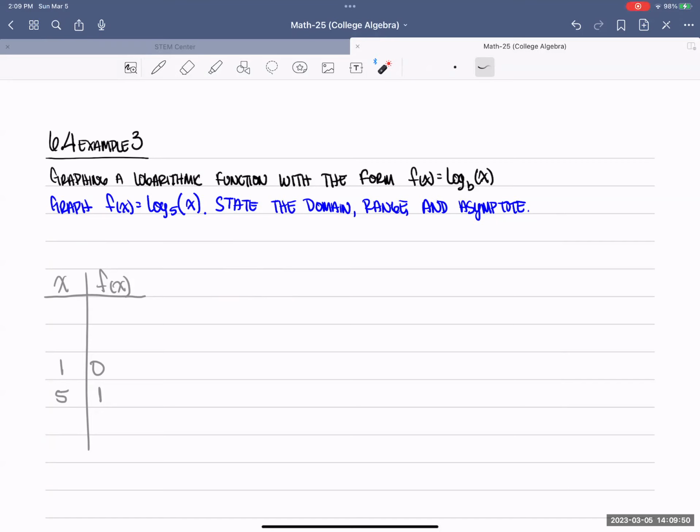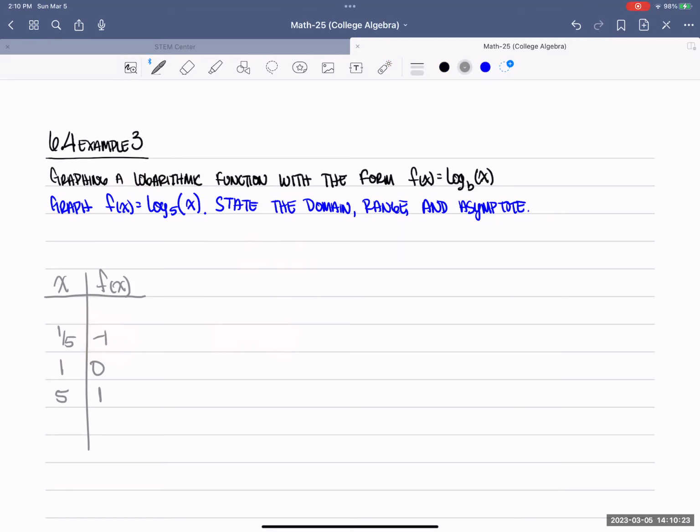Another one, let's go to the negative numbers. So 5 to what power? We'll say the reciprocal, so 1 over 5. So we could think of this backwards. So 5 to the negative 1 power is going to give us 1 over 5. This is what we input, and what we output is negative 1. So again, 5 to the negative 1 power will give us 1 over 5. So this is our output here.